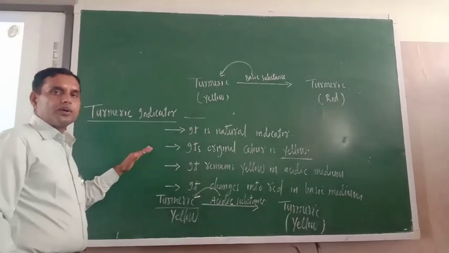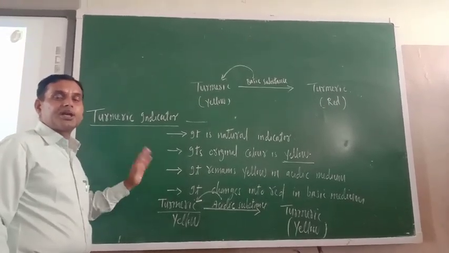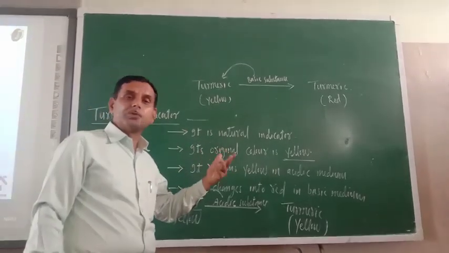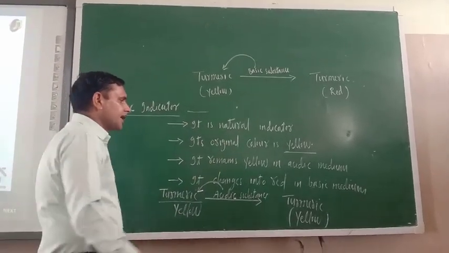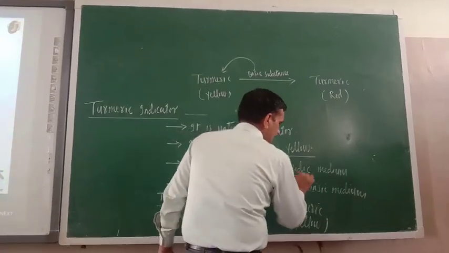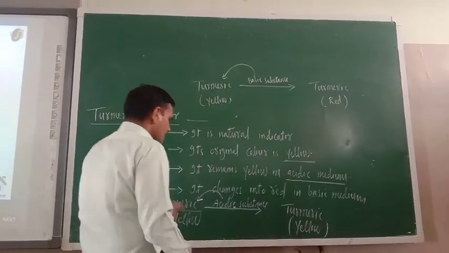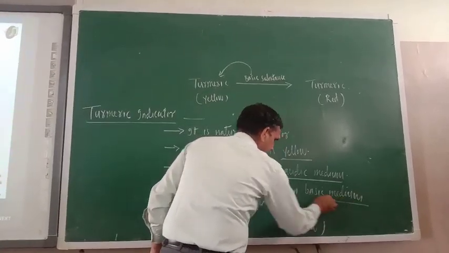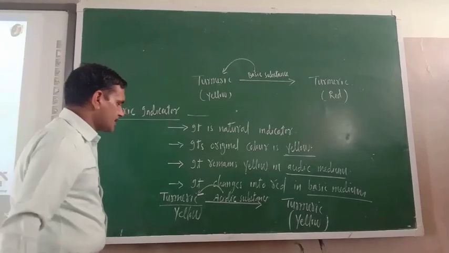Now, how does the turmeric indicator change its behavior towards acidic and basic solutions? Try to understand. It remains yellow in acidic medium. It changes into red in basic medium.